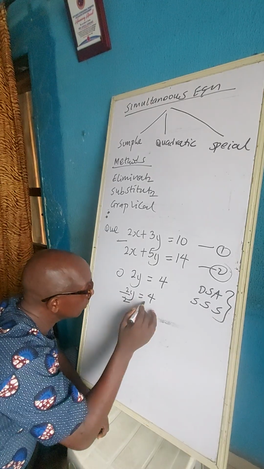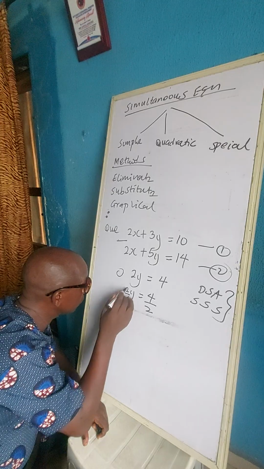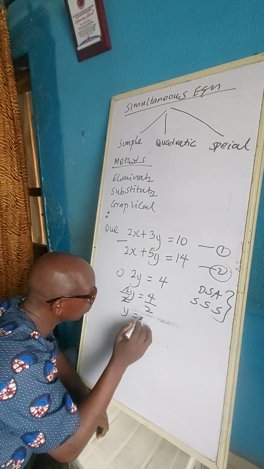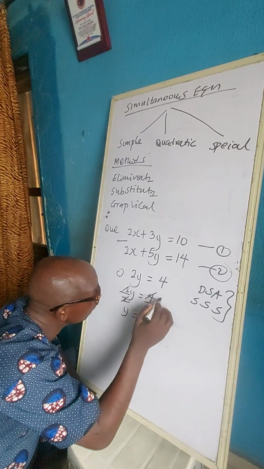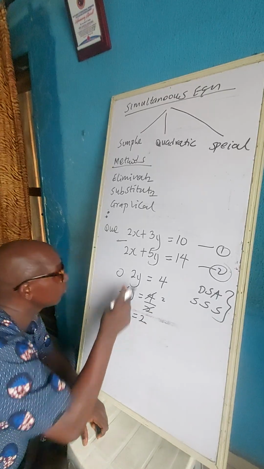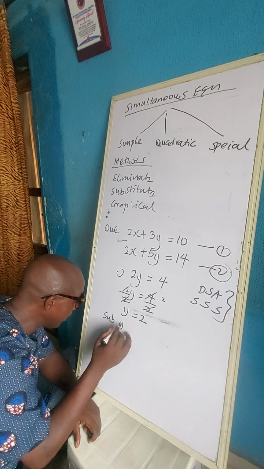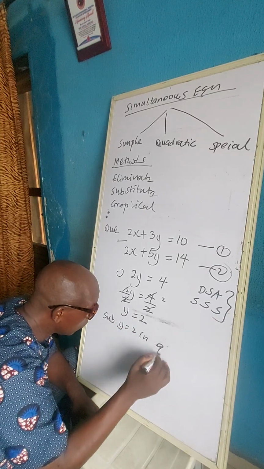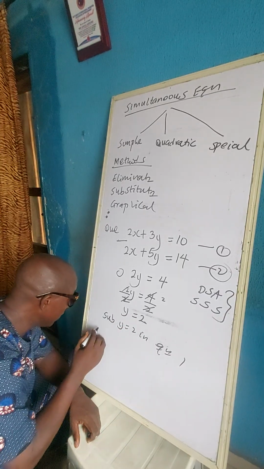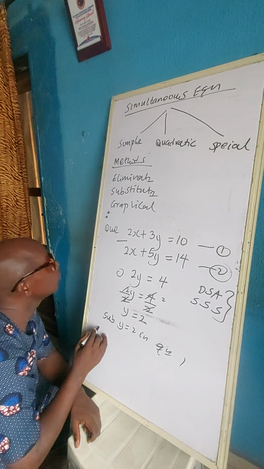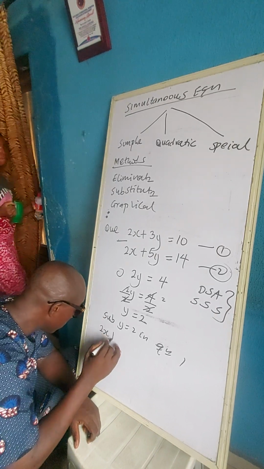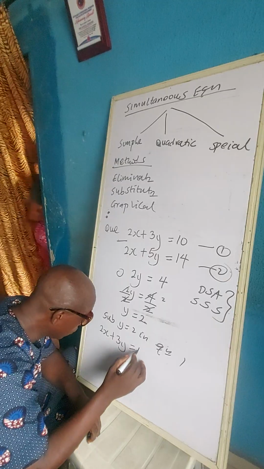Divide by 2, divide by 2. Cancel. y equal to 2; 2 in 4, 2. y equal to 2. Substitute into any of the equations. Y equal to 2 in equation 1. Equation 1 says 2x plus 3y equal to 10.